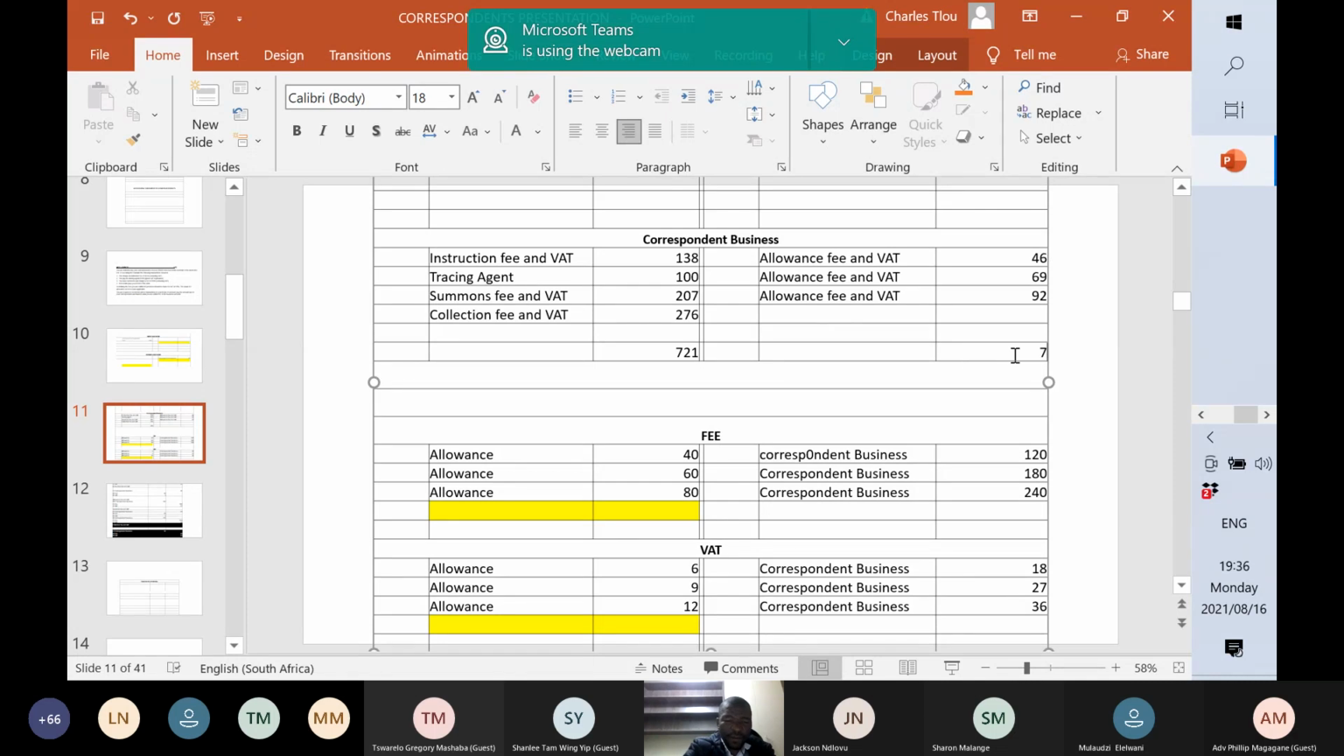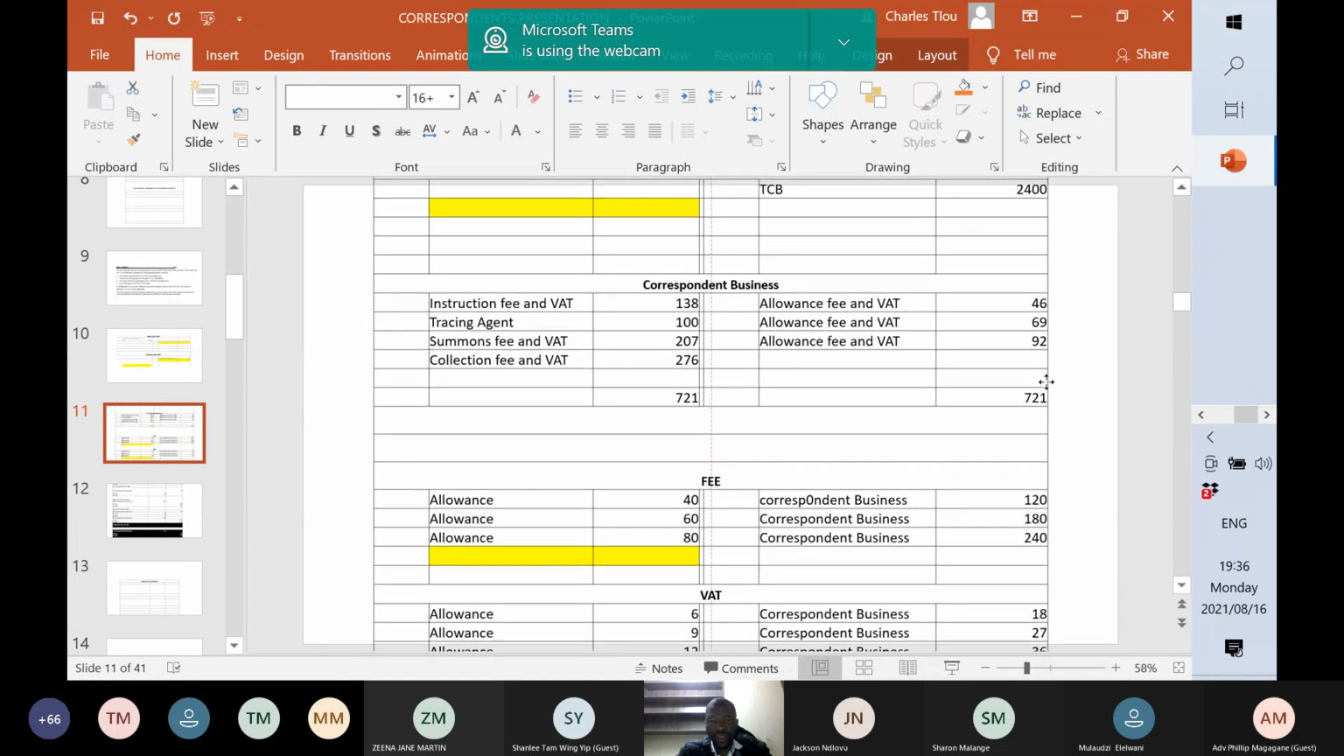Now 721 minus all the credit that we gave. Minus 46, minus 69, minus 92. How much is the balance? 514. That simply means the correspondent owes 514 in business.